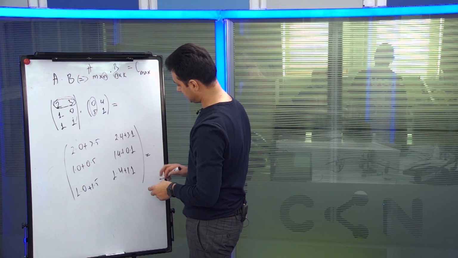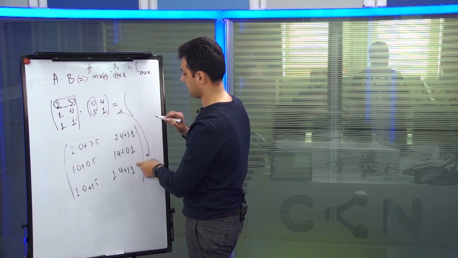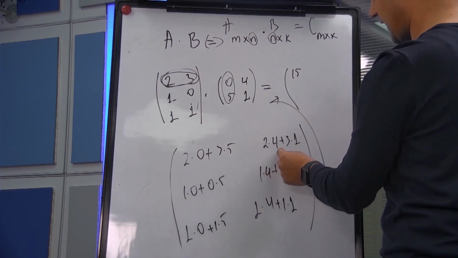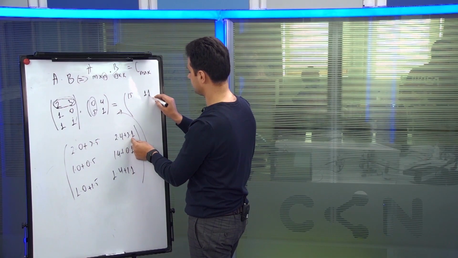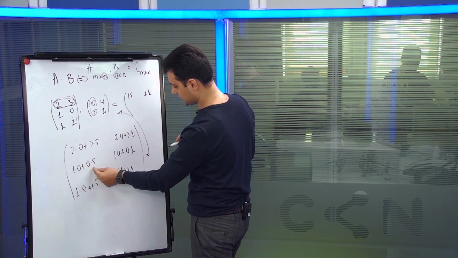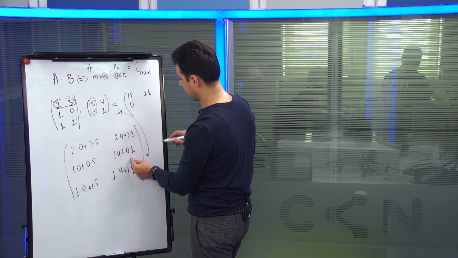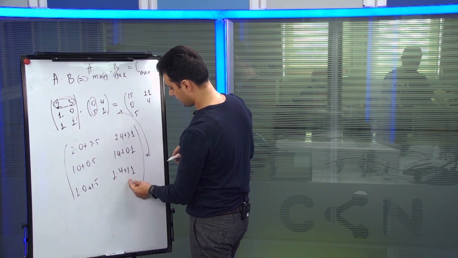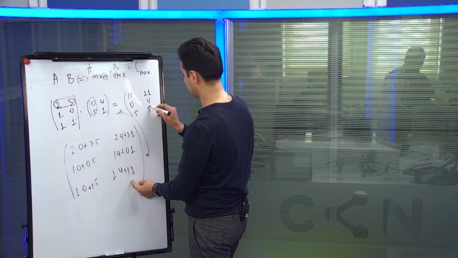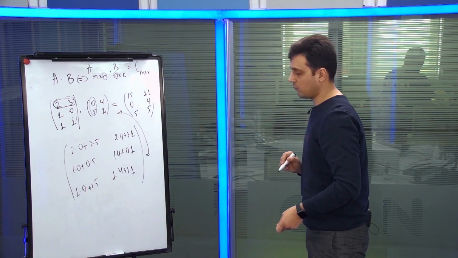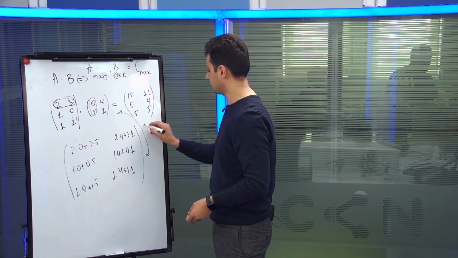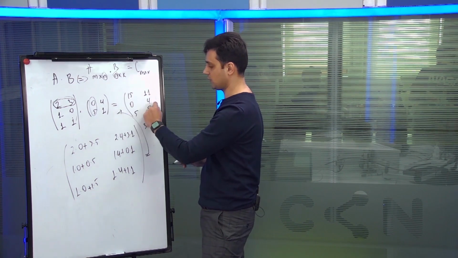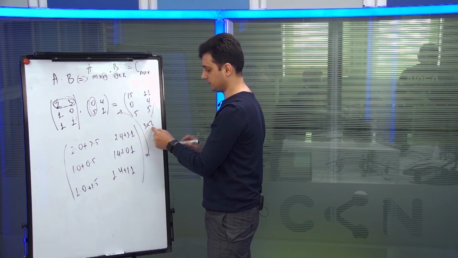So the result is, let me write the result here. This is 0 plus 15. This is 8 plus 3, 11, right? This will be 0. This will be 4. And this will be 5. And this will be 5. Right? So, what's the dimension of this matrix? It is 3 by 2, right? Number of rows, 1, 2, 3. And number of columns, 2.